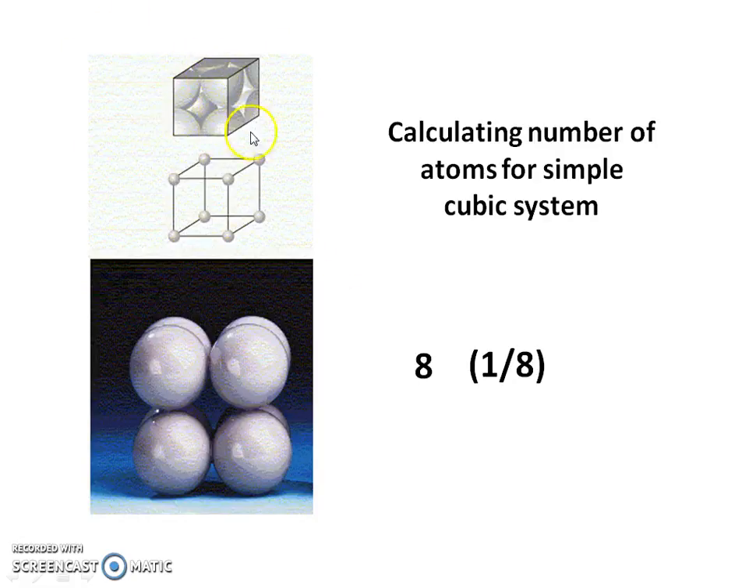Likewise, there are 8 corner atoms. Each corner atom's contribution to this particular unit cell is 1 by 8. And you can see here that I have taken it like this. On simplifying this, you can very clearly show that the number of atoms present in this particular simple cubic system is 1 atom. So this is an example which has been given to you of how to calculate the number of atoms.